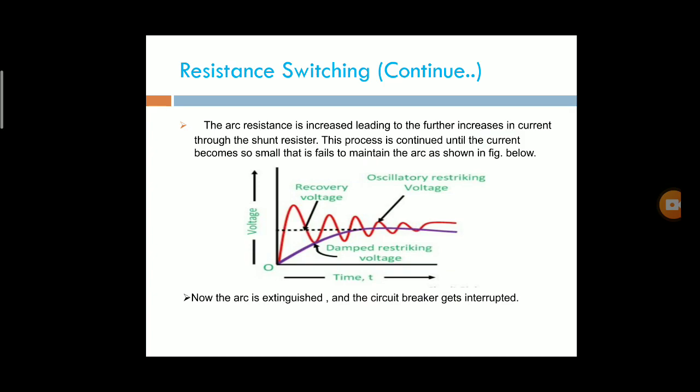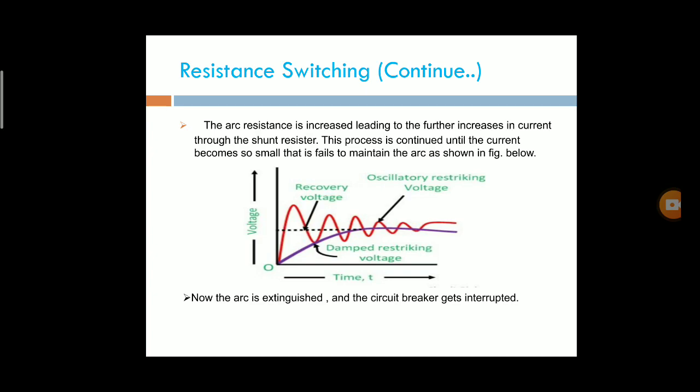That will be observed in the figure shown below. That is the arc action, that is the zero position, where the current becomes so small. This is the oscillatory restriking voltage and this is the recovery voltage. This is the damped restriking voltage and these are the recovery voltages.